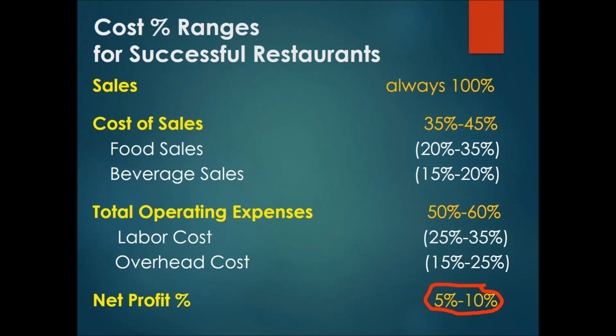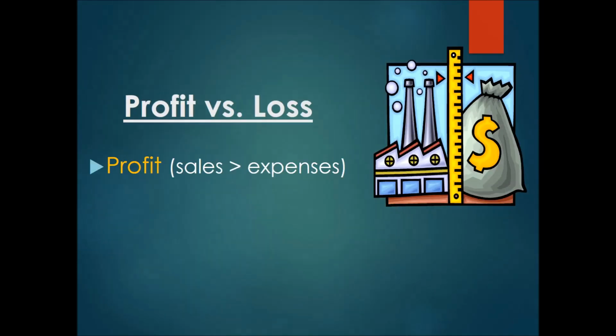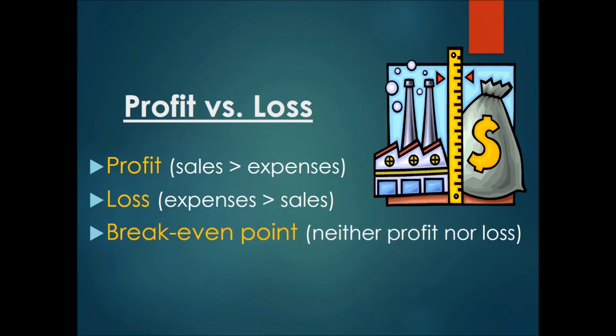So profit, remember, is needed to pay off loans and debt, to grow, to expand, to provide a return on investment, and to pay your taxes. Again, you don't want to have too much, but you need to have some in there for your profit. So profit versus loss, putting it in a different way: profit is sales that are greater than your expenses, whereas a loss is your expenses are greater than your sales. And if you're right in the middle, that would be break even, where you don't have profit and you don't have a loss. It's called your break-even point.